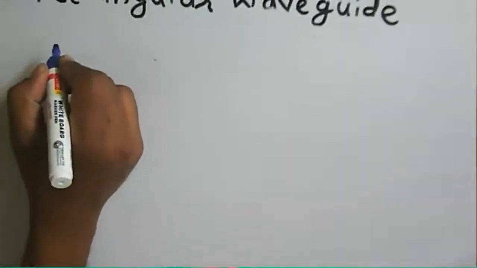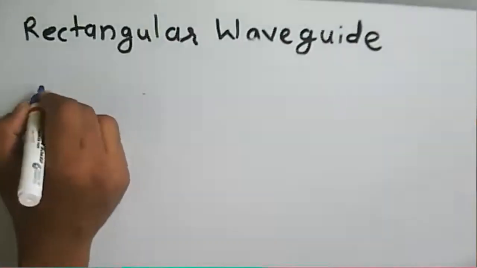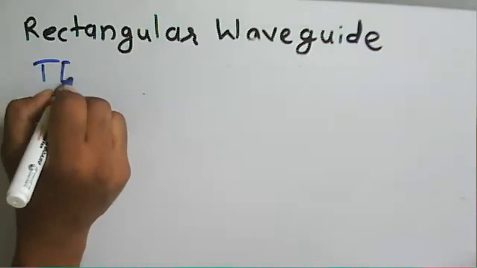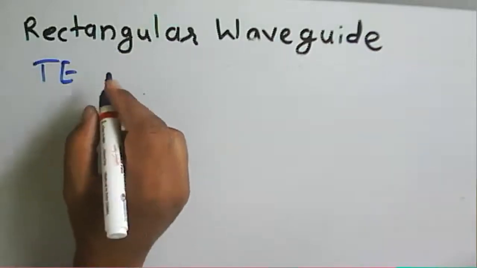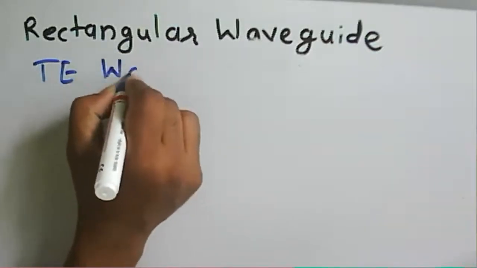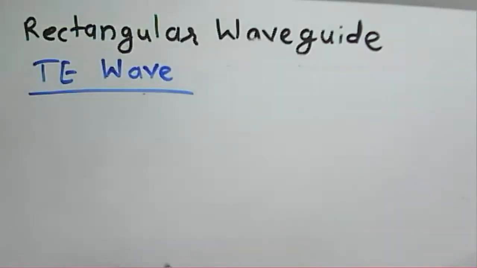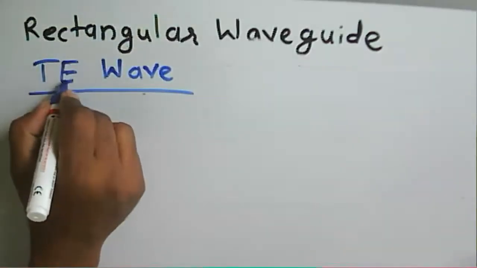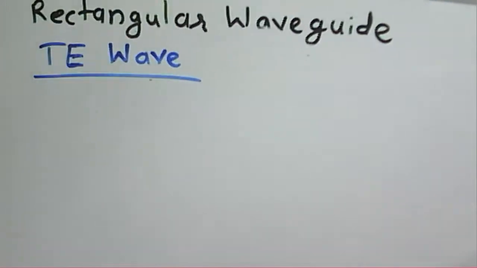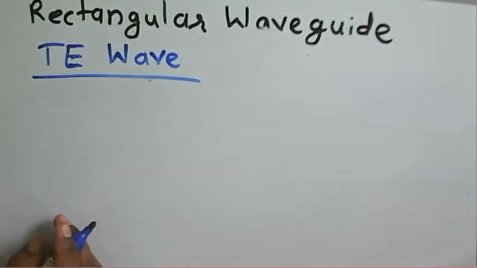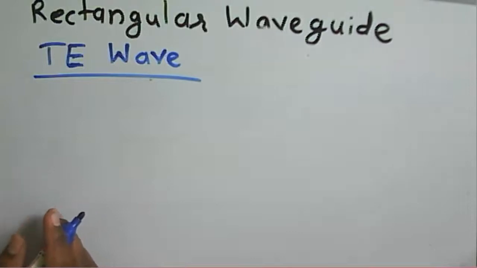So now, from this rectangular waveguide, we'll talk about a TE wave or TE mode, okay, TE wave or a TM mode. Mostly people say TE wave or TE mode of propagation, TM wave or TM mode of propagation.